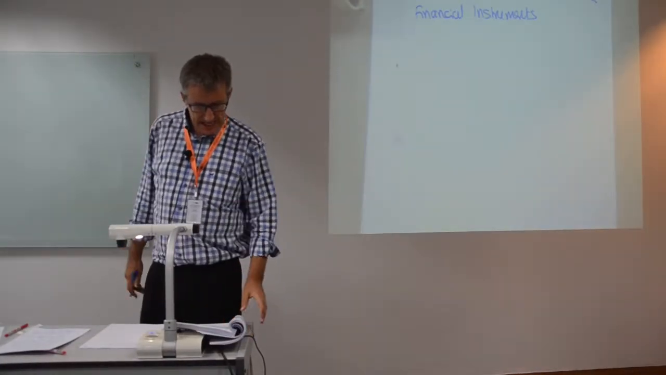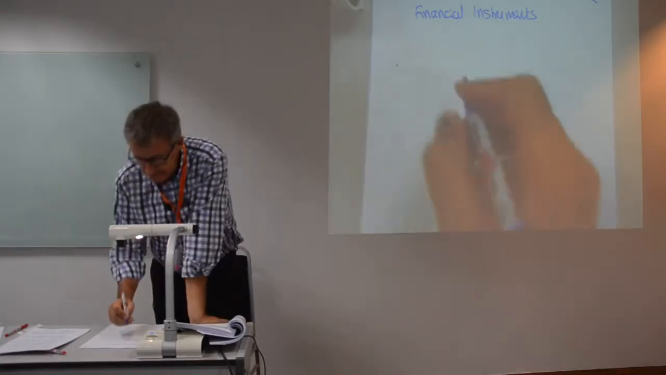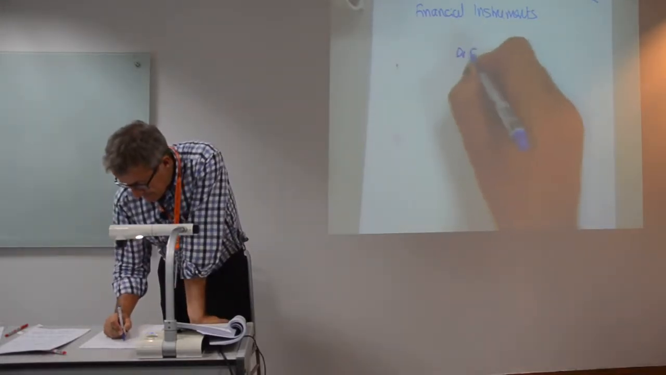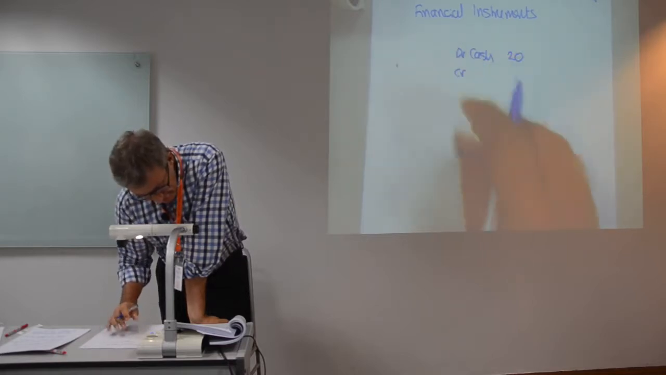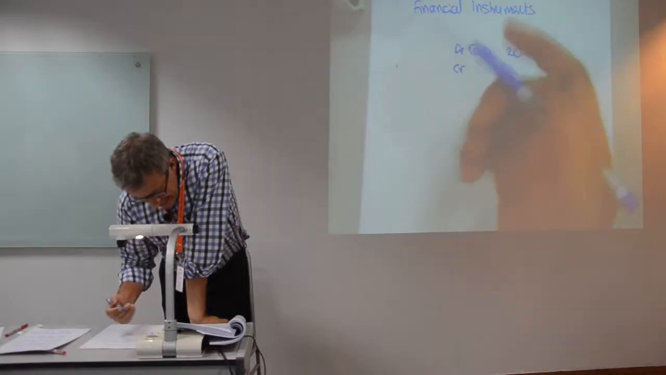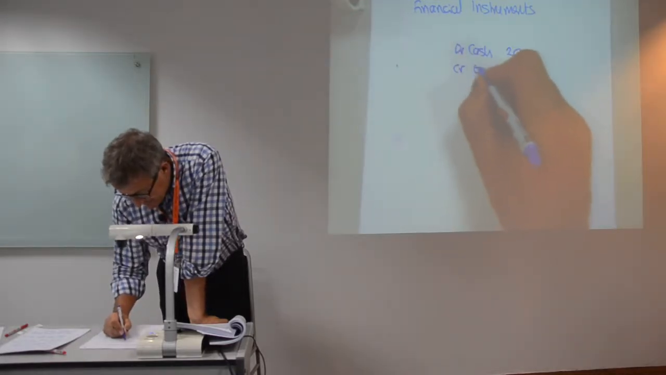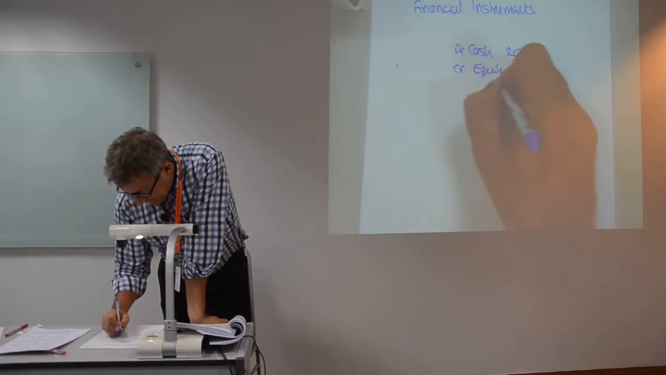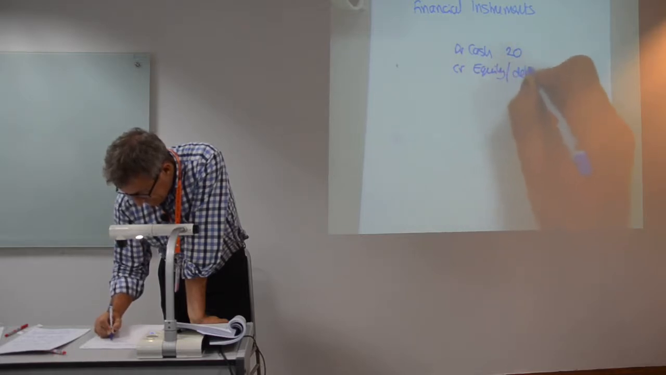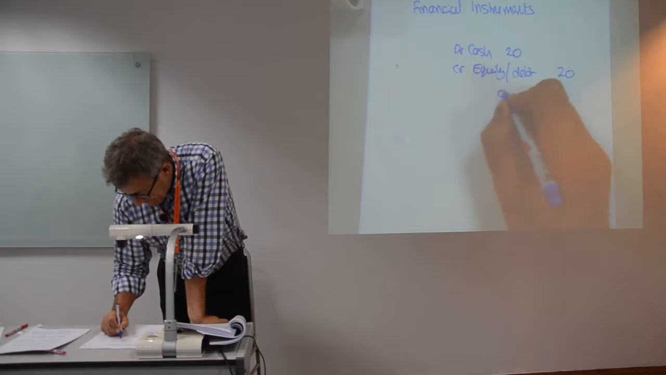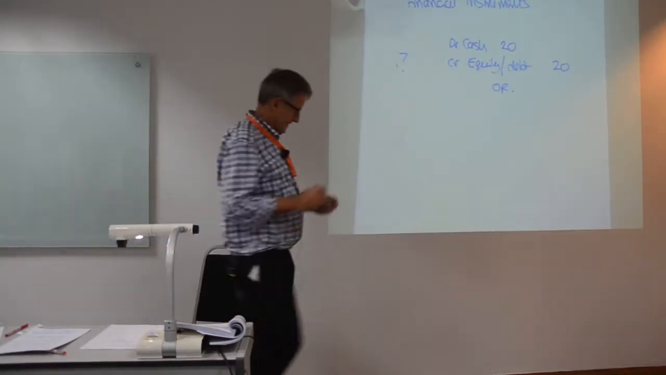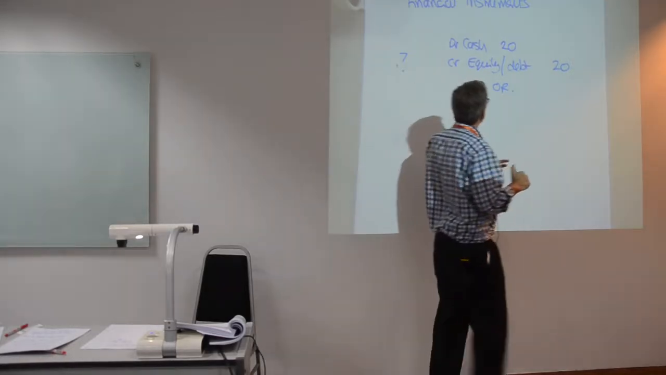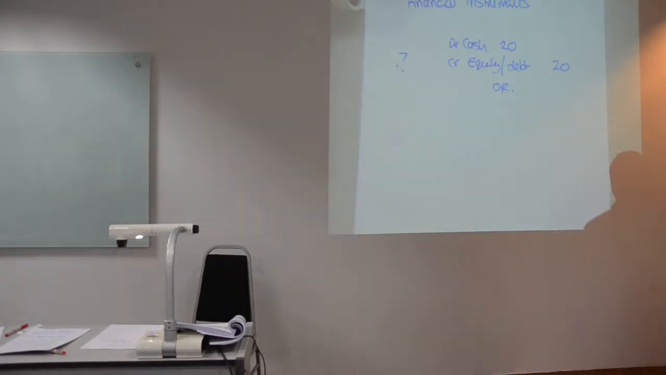At the year end, Janice receives 20 million in return for issuing a financial instrument. Janice is issuing a financial instrument.